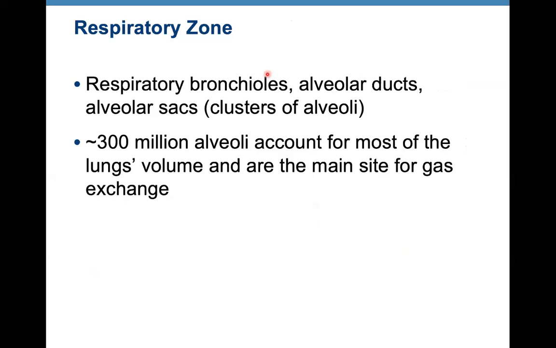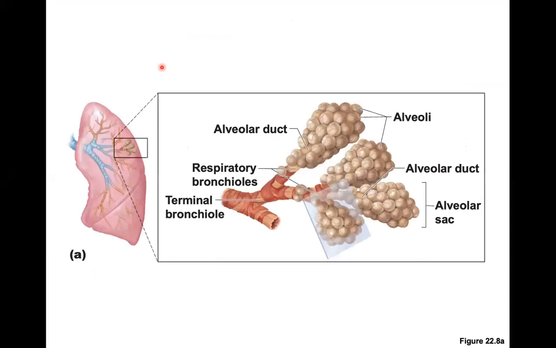So the respiratory zone is going to include the respiratory bronchioles, the alveolar ducts, and the alveolar sacs, which are the actual clusters of alveoli. Each lung will contain approximately 300 million alveoli, and this will account for most of the volume of the lungs. Again, the alveoli are going to be the primary site for gas exchange.